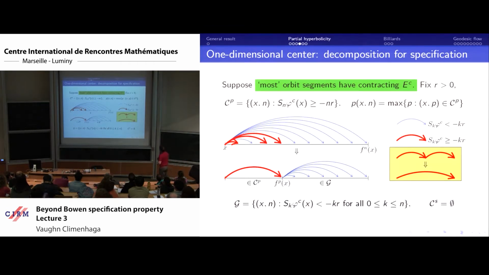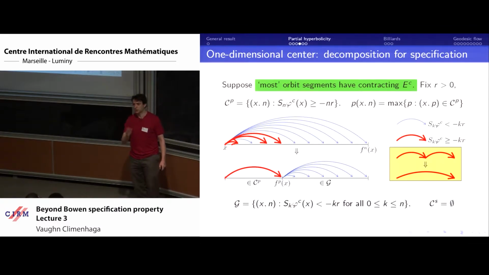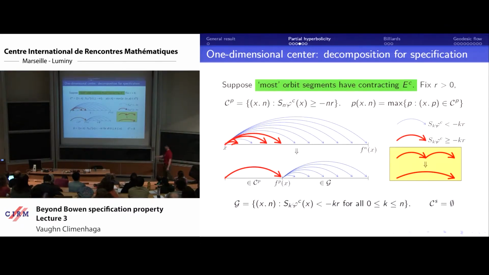Then let's fix an r greater than 0, just as we did before. Last time we considered the measures which did not contract by more than r in the center. So they did not have strong enough contraction, or maybe they even had expansion. Now I want to consider the orbit segments which do not contract by more than r in the center direction from start to end, on average. The average rate of contraction is not what it should be. I claim that this serves as the prefix collection in a decomposition which does everything I want.